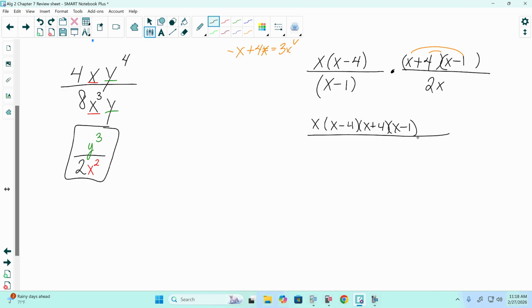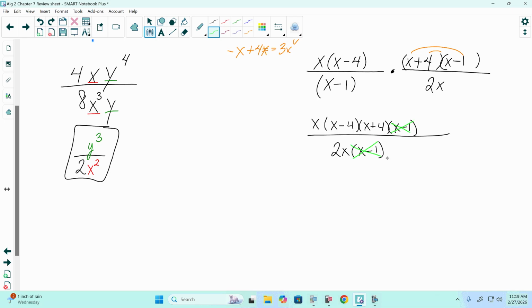I like to move those monomial terms, those single terms we factored out, to the front, just so we keep track of them. So we'd have x times x minus 4 times x plus 4 times x minus 1. On bottom, we have 2x times x minus 1. We have a product of terms on top, a product of terms on bottom, so we can start simplifying.